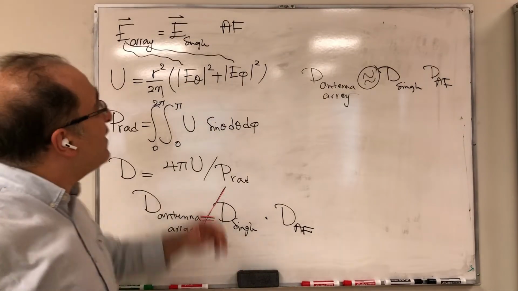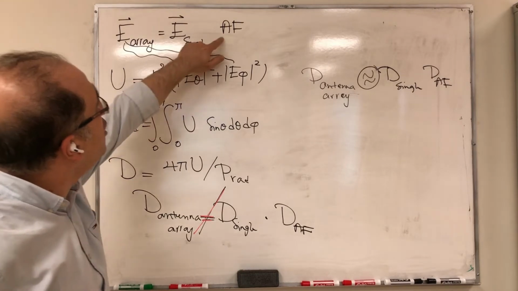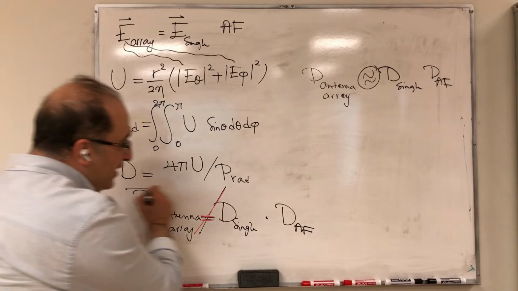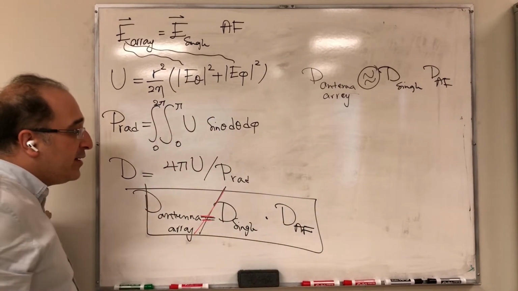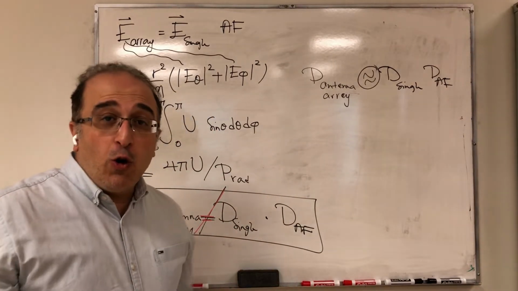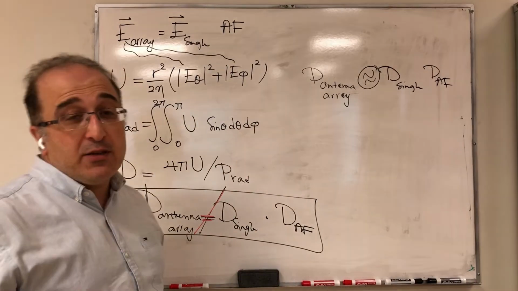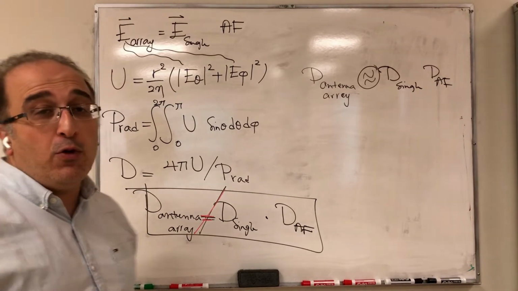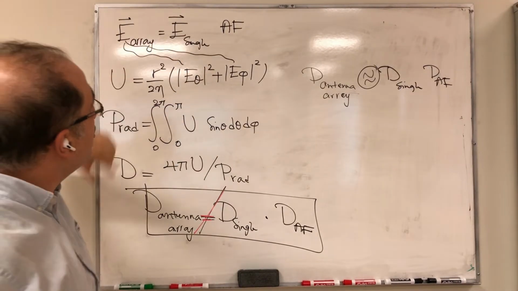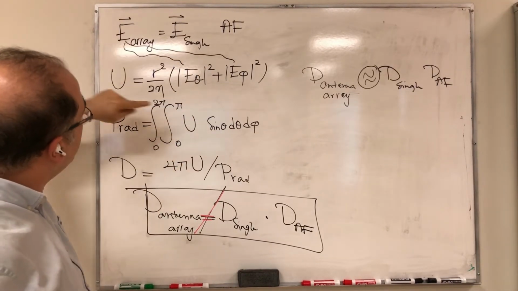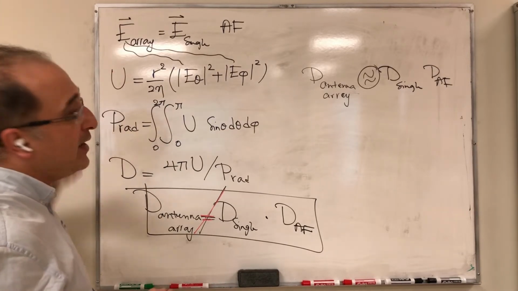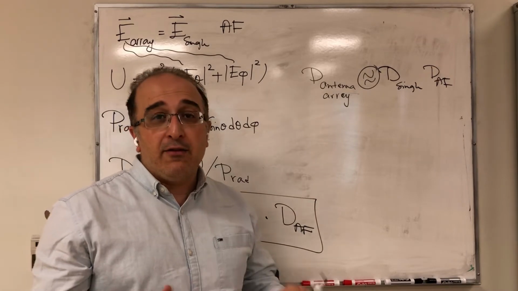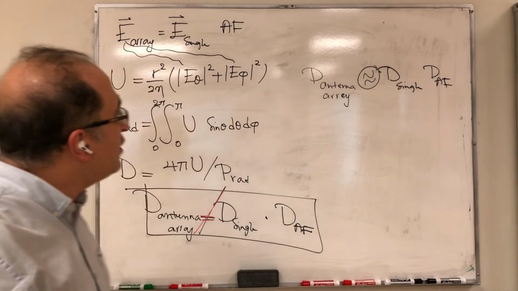Essentially, this tells us that this multiplication rule you can apply at the electric field level. But if you apply it at the directivity level like that, it does not hold. It may hold approximately, but the multiplication rule needs to be applied at the electric field level, and then from the electric field level, you can go to the power level and so on and find your final directivity value. That's one thing I wanted to mention.